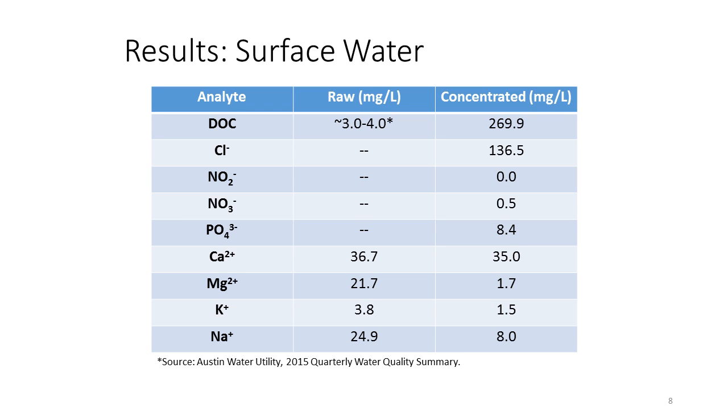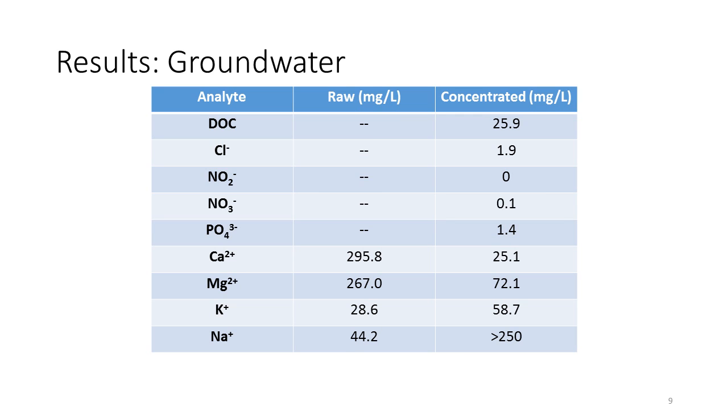But we were able to concentrate that to about 270 milligrams per liter, which is about 70 times. And also, one of the things we were very interested in were those metal concentrations. You can see the ion exchange resin is working relatively well. The groundwater is a bit of a different story.